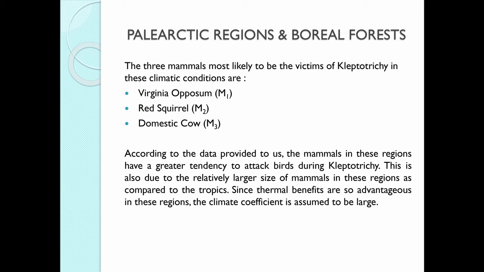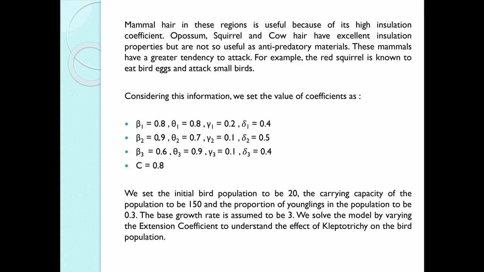According to the data provided to us, the mammals in these regions have a greater tendency to attack birds during kleptotrichia. This is due to the relatively larger size of the mammals in these regions as compared to the tropics. Since thermal benefits are so advantageous in these regions, the climate coefficient is assumed to be large. Mammal hair in these regions is highly useful because of its high insulation coefficient.